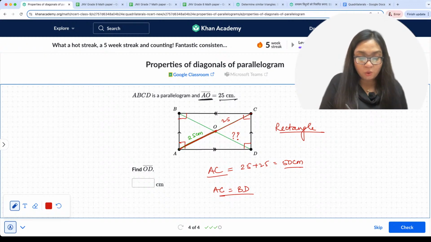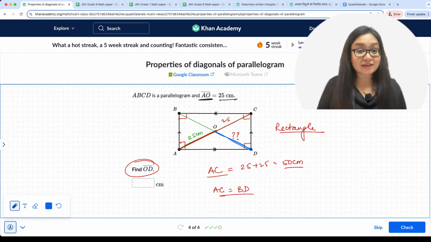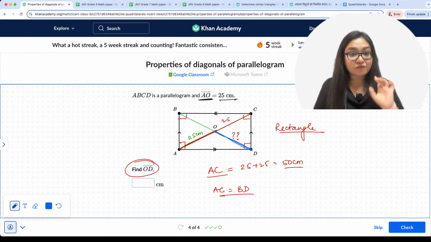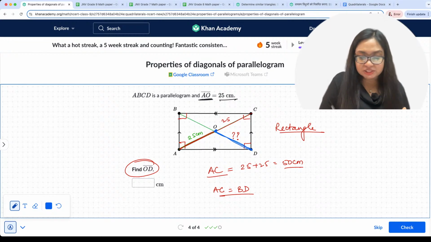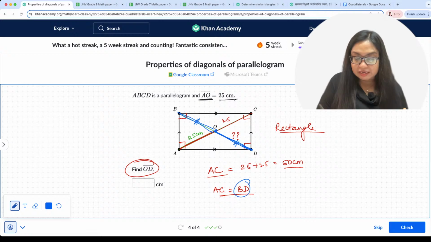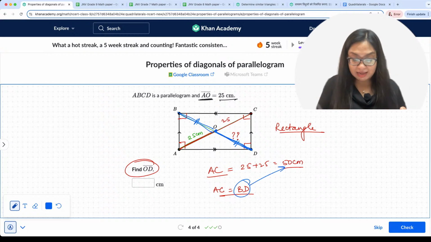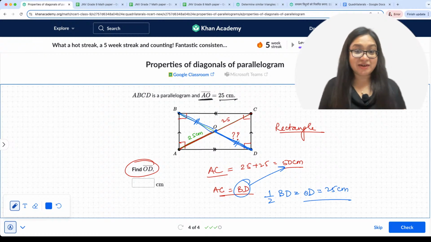And now the length of OD is asked here. What is OD? This distance. Let me mark it with another color. This is OD. Do you see that? This is actually half of BD. Correct? Why? Because O is the midpoint of both diagonals. It is the midpoint of AC as well as the midpoint of BD. So whatever OD is, BO will be the same. Correct? So now I can say that if the length of BD is 50 centimeters, then what will half of BD be? That is OD, that is equal to half of 50, that is 25 centimeters as well, right?